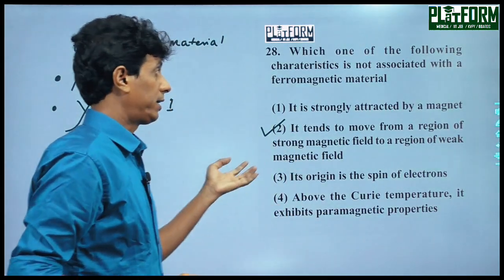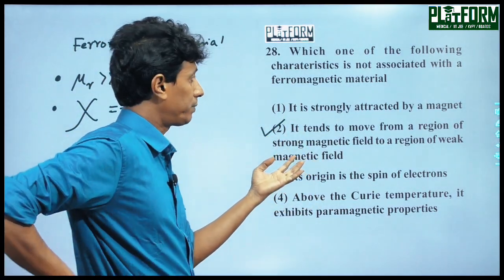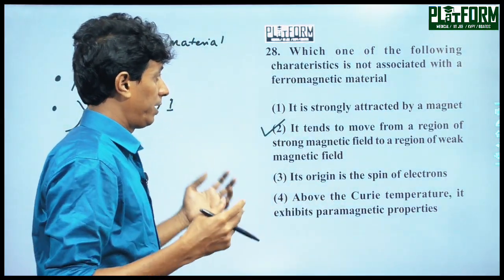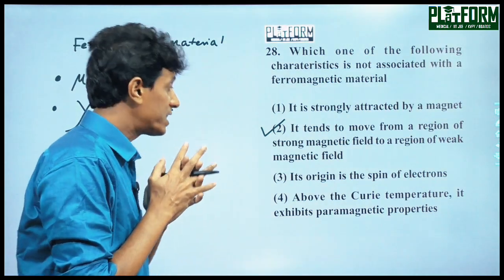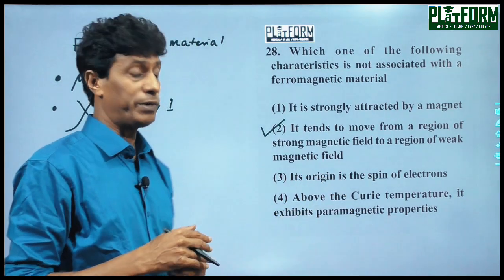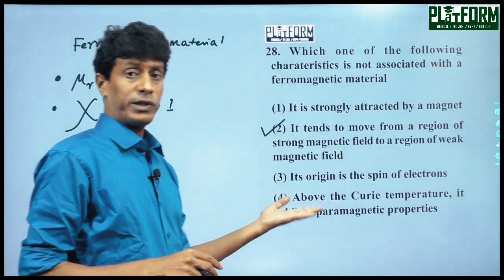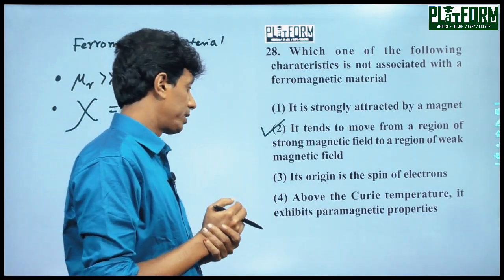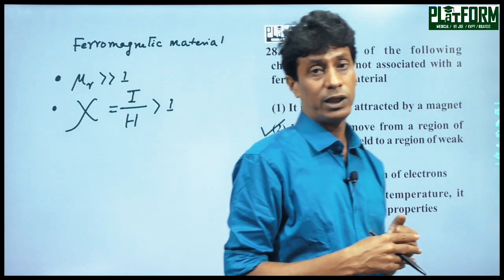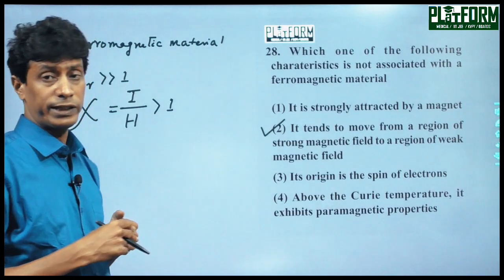Okay. And I must say the behavior of ferromagnetic materials has its origin in the spin of electrons. Basically, it is due to the spin of electrons, and from the Curie law, we can also say that above the Curie temperature it exhibits paramagnetic properties. So a ferromagnetic material becomes paramagnetic above the Curie temperature. Up to the Curie temperature, it shows ferromagnetic characteristics.